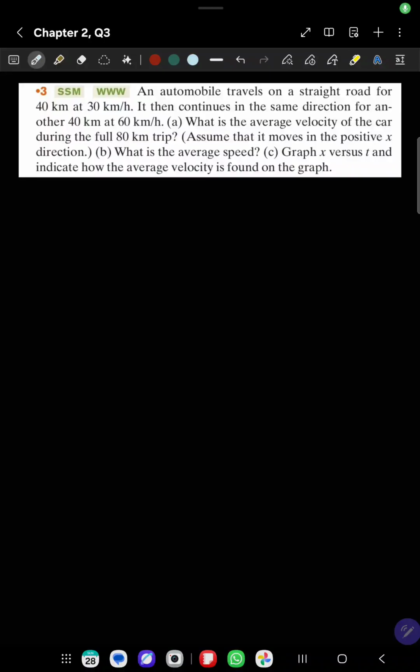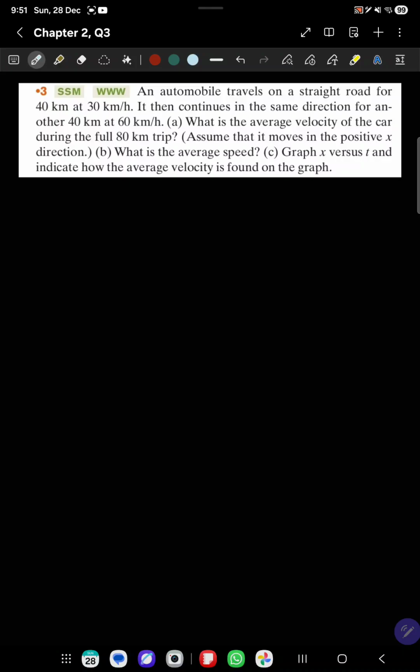In this question, it is saying an automobile travels on a straight road 40 kilometer at 30 kilometer per hour. It then continues in the same direction for another 40 kilometer at 60 kilometer per hour. A. What is the average velocity of the car during the full 80 kilometer trip?